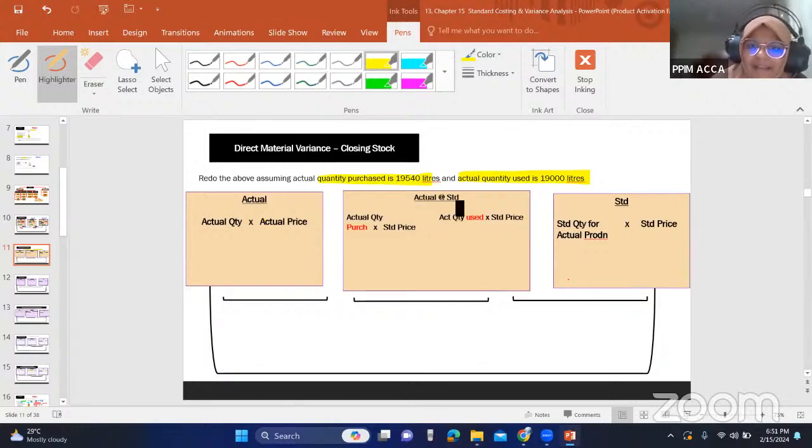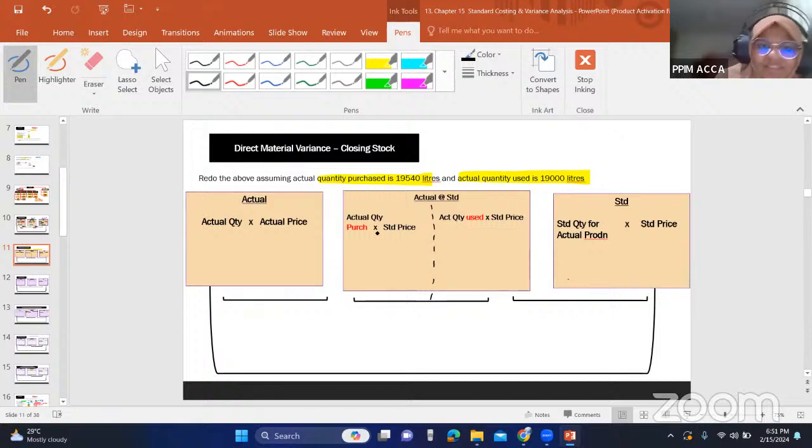This actual at standard box basically splits into two. Let me split it. Usually it's actual quantity into standard price. Here, on one side, it will be actual quantity purchased into standard price. On the other side, it will be actual quantity used into standard price. That's the only difference. Otherwise, more or less, it's the same.